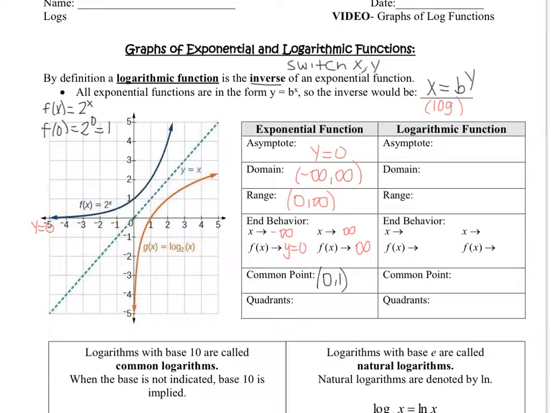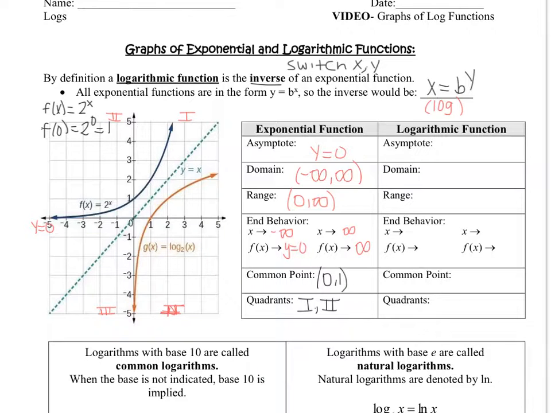Okay, now what quadrants are exponential functions in? Well, if you recall, this is quadrant 1, quadrant 2, quadrant 3, and quadrant 4. It looks like exponential functions go through quadrants 1 and 2.